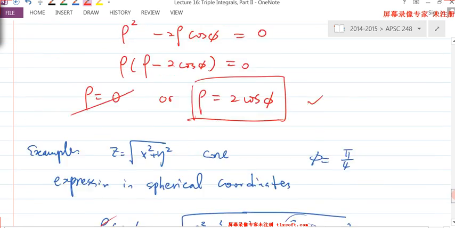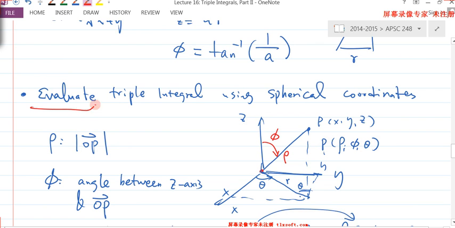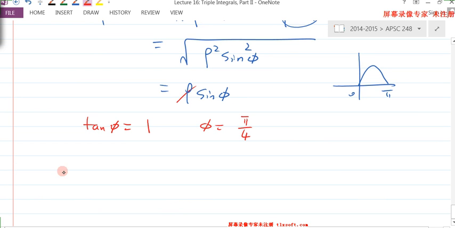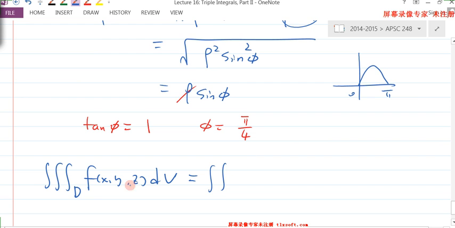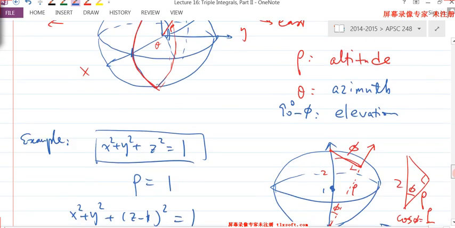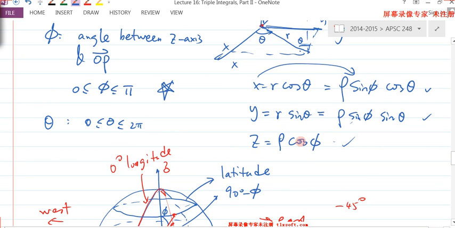Okay, so now let's talk about evaluating the triple integral. Let me write down the original triple integral. This is the original triple integral we're evaluating in Cartesian coordinates. We don't want to use x, y, z anymore. We want to use rho, theta, phi, or rho, phi, theta, it doesn't matter. So we're going to replace x, y, z with the three equations.